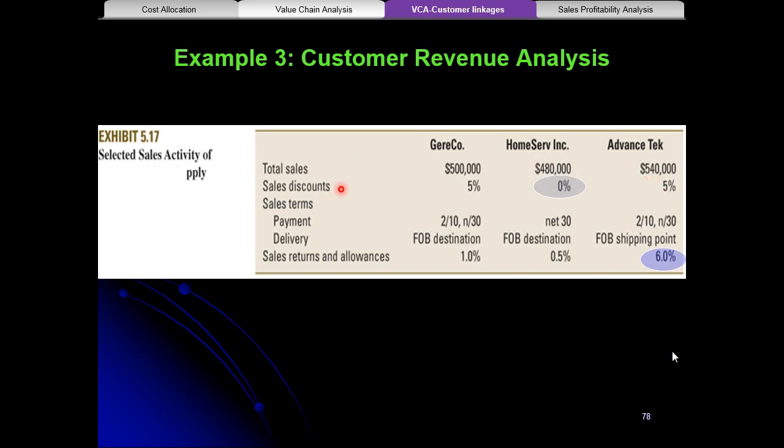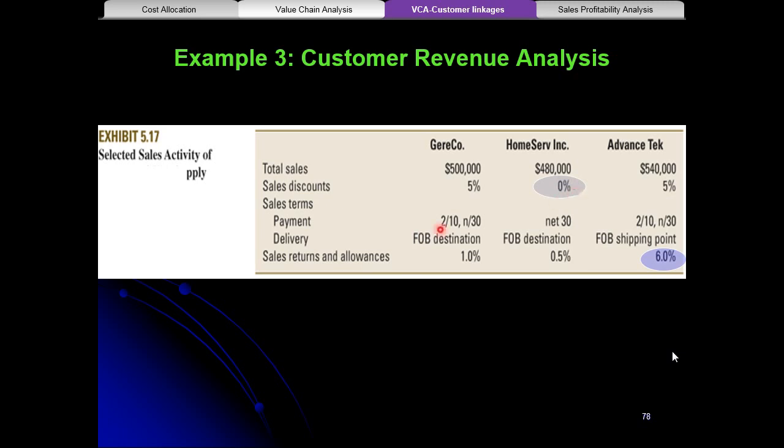What about the sales discounts? Notice Jerry Company, you had to give a 5% discount to Jerry Company and Advanced Tech to convince them to buy from you. But you didn't have to do that for Home Service. Maybe Home Service did not have as much bargaining power. Yeah, that's a good thing, right?